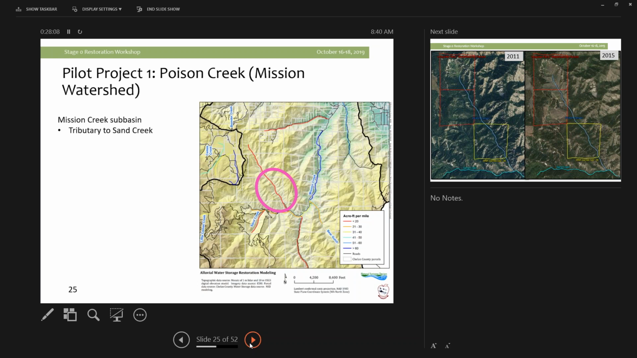But this Poison project is really truly a pilot. Johan talked a little bit about lessons learned and starting small. So this is our starting small and learning from our lessons. What are we going to do differently? It's a great watershed to work within because it is a small drainage. It's non-fish bearing, and the base flow is basically less than 1 CFS. So we're talking about a very, very small drainage.